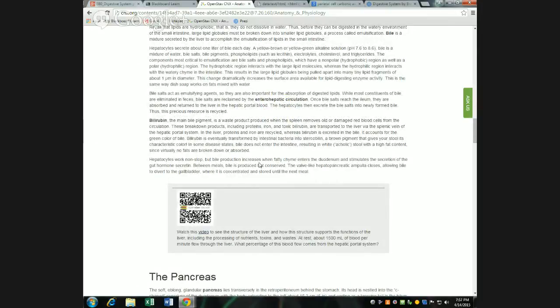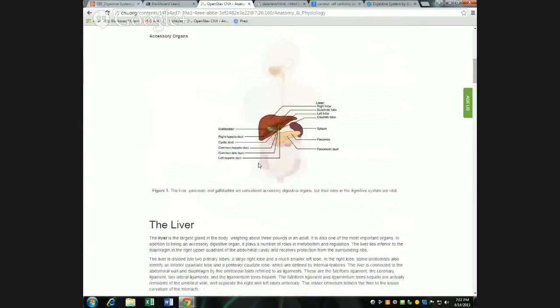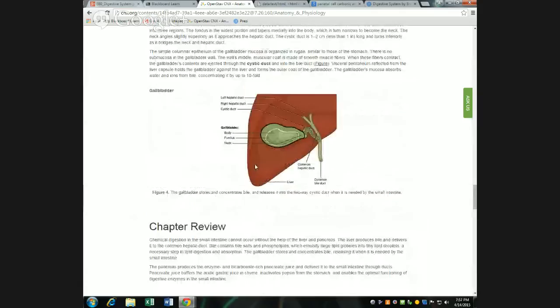Along, where'd it go? Oh, I thought there was a picture of this. Oh, that's right. The picture's down here with the gallbladder.